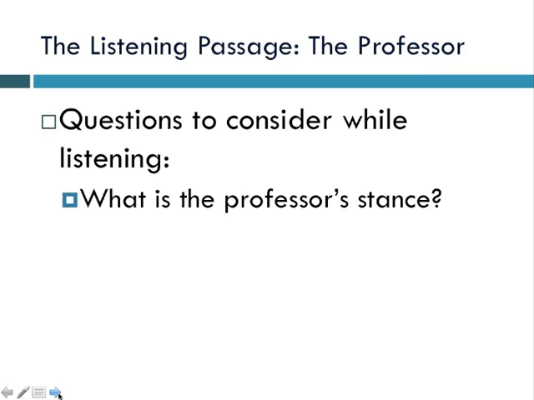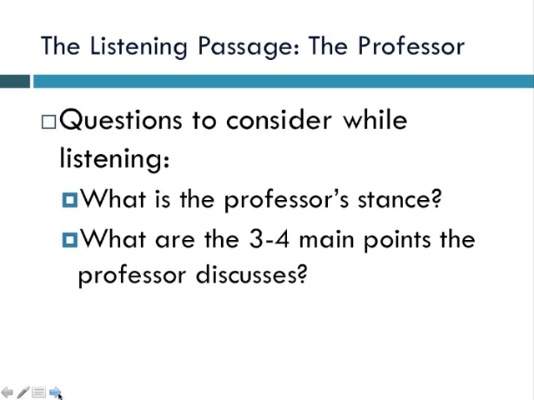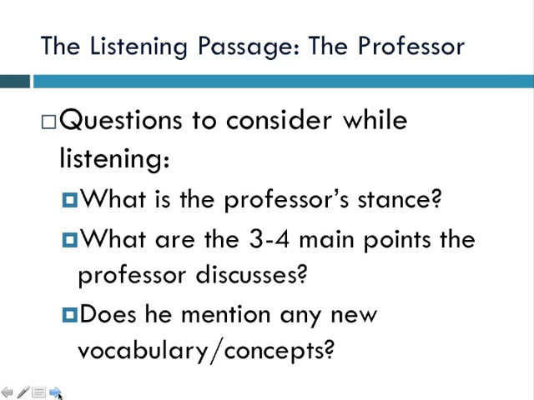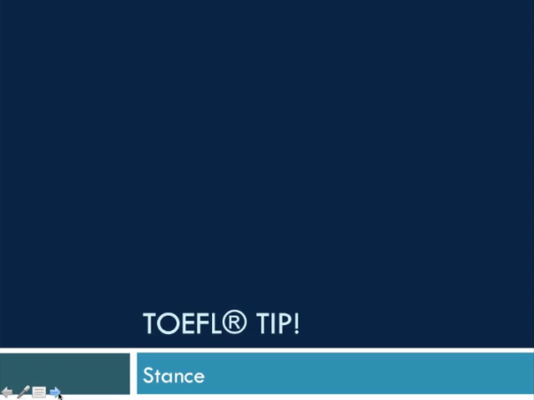So in thinking about the professor, we need to think about what's the professor's stance. And what are those 3 to 4 main points the professor discusses? Most likely he or she is going to discuss the points that the reading is trying to make. But also think about, does the professor mention any new vocabulary or concepts? Now, of course, we identified one new concept already in the reading, and that was the eco-certification. So as we continue to follow along, maybe we will hear that word or some variation of that word throughout the professor's lecture.